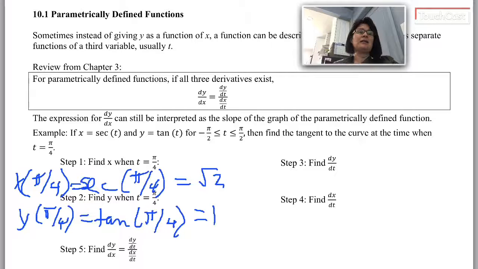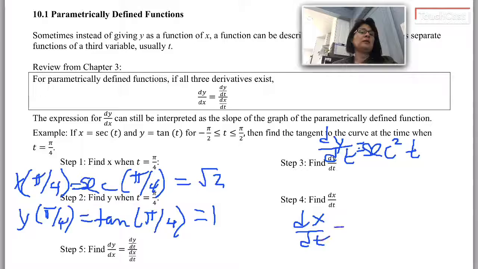dy/dt is, derivative of tangent is secant squared of t. I'm going to call that dy/dt. That's me taking the derivative of y with respect to t, and y is a function of t, so there's nothing complicated there. I need now dx/dt, the derivative with respect to t of secant of t. The derivative of secant is secant t tangent t. Okay, so hopefully a little review.